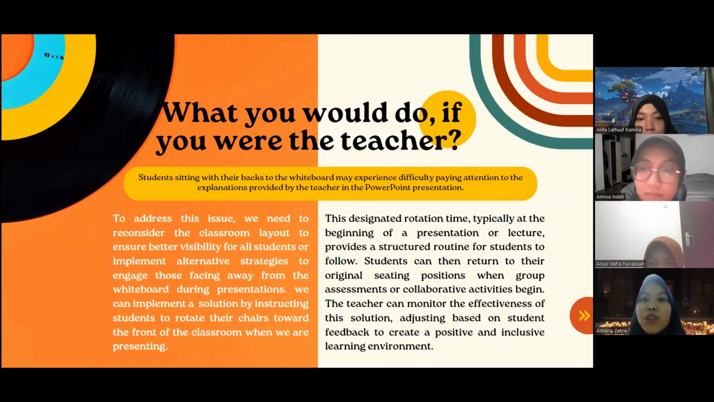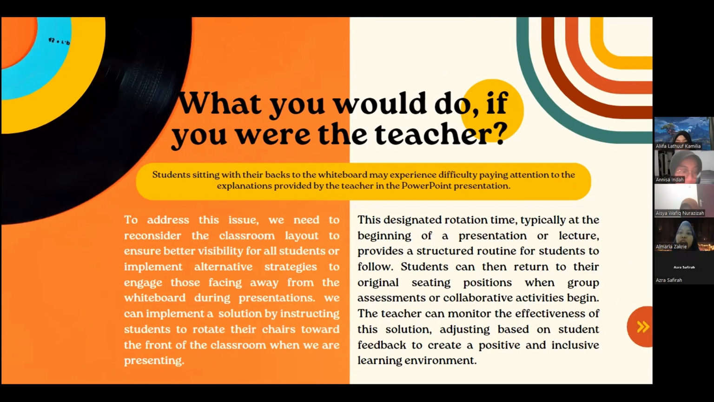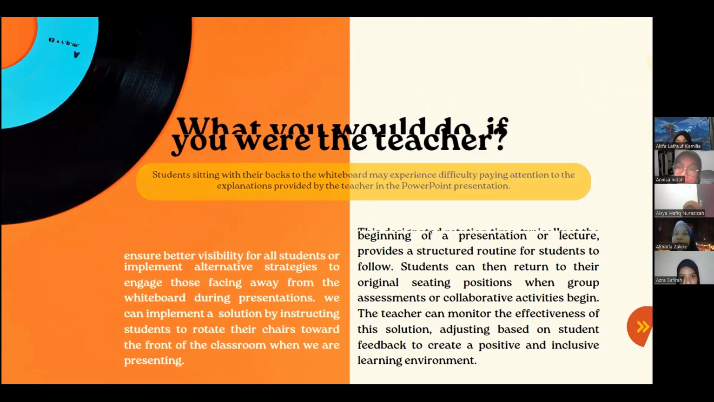We can implement a solution by instructing students to rotate their chairs toward the front of the classroom when we are presenting. This designated rotation time, typically at the beginning of a presentation or lecture, provides a structured routine for students to follow. Students can then return to their original sitting positions when group assessment or collaborative activities begin. The teacher can monitor the effectiveness of the solution, adjusting based on student feedback to create a positive and inclusive learning environment. The next topic will be explained by Azra.